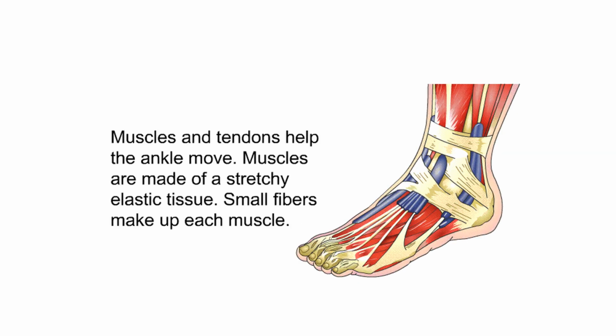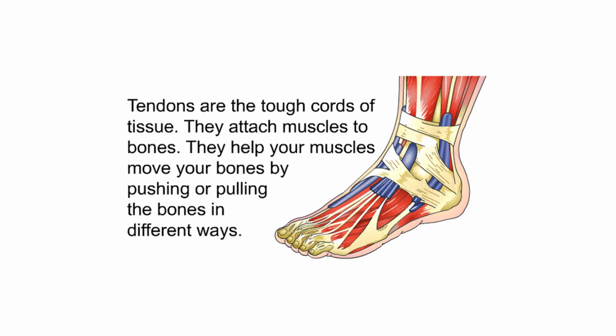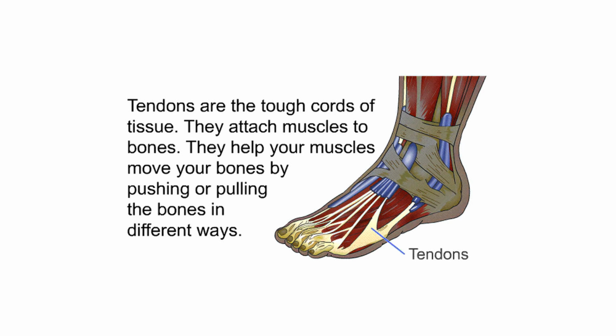Muscles and tendons help the ankle move. Muscles are made of a stretchy, elastic tissue. Small fibers make up each muscle. Tendons are the tough cords of tissue. They attach muscles to bones. They help your muscles move your bones by pushing or pulling the bones in different ways.